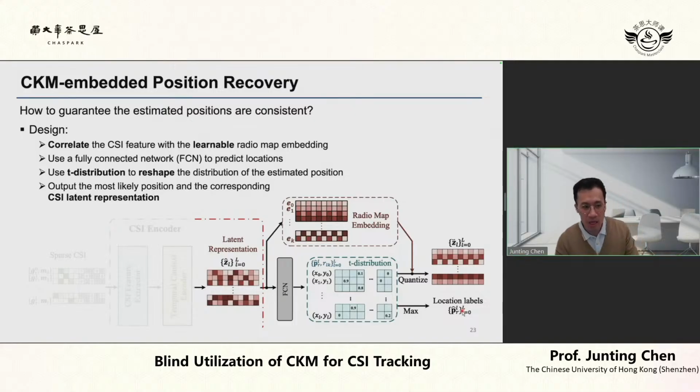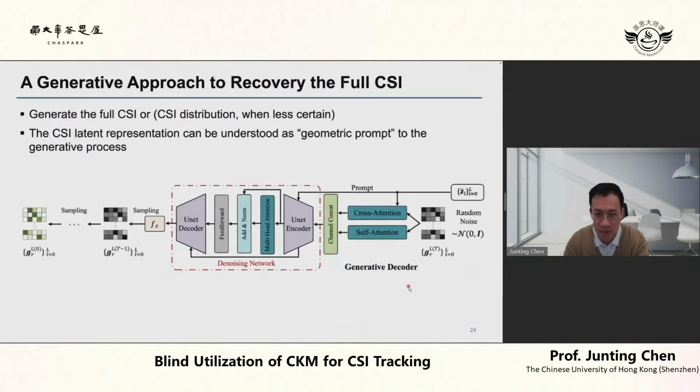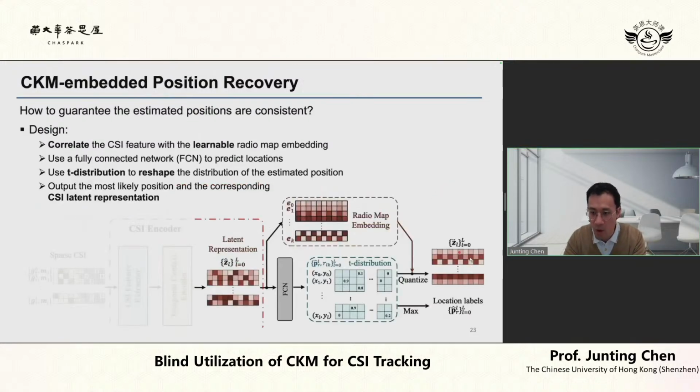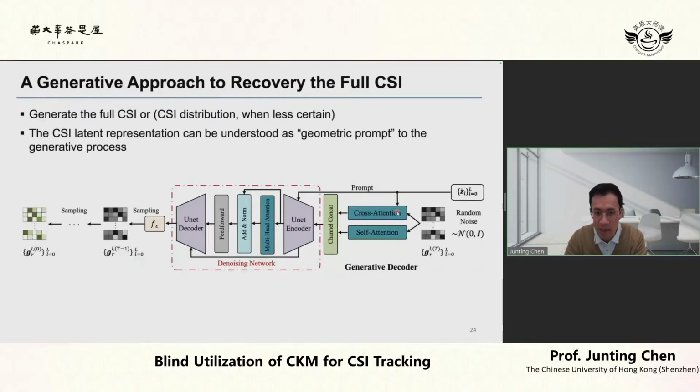So this is how we extract the location information as well as the CSI representation from the sparse and unlabeled CSI data. And then the subsequent step can be quite straightforward. We can use some conventional CSI tracking algorithm to reconstruct the full CSI, or here we construct a generative branch to generate the full CSI, or maybe we generate the CSI distribution if we are less certain, if it is quite noisy. And here, the CSI latent representation that we have acquired from the pipeline before can be used as a geometric prompt to the generative process.